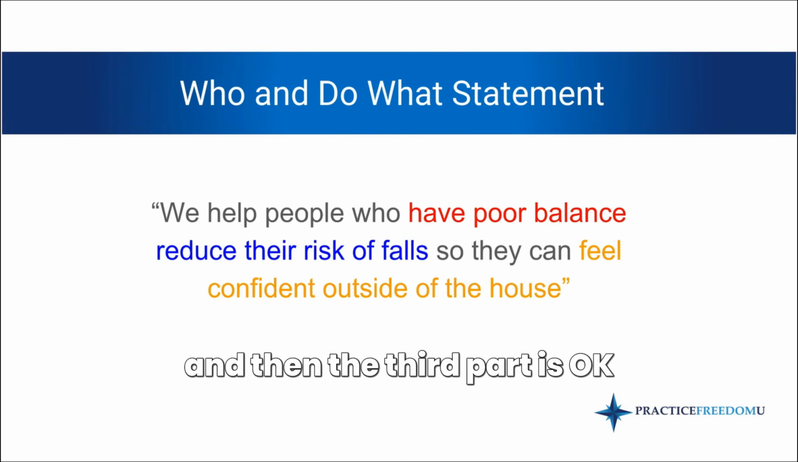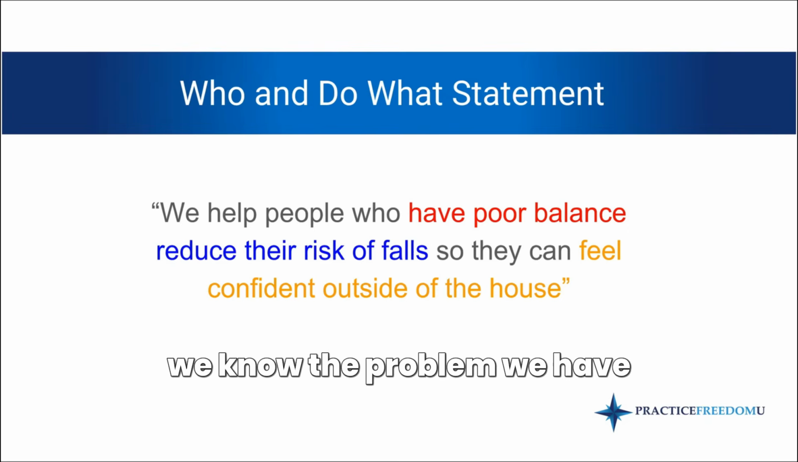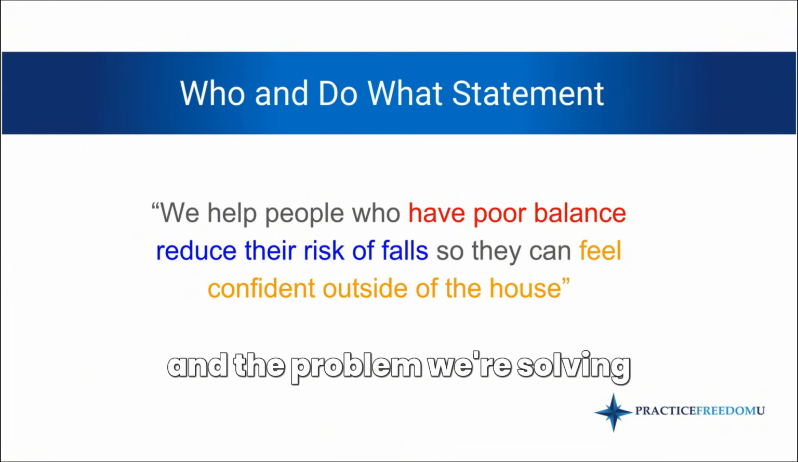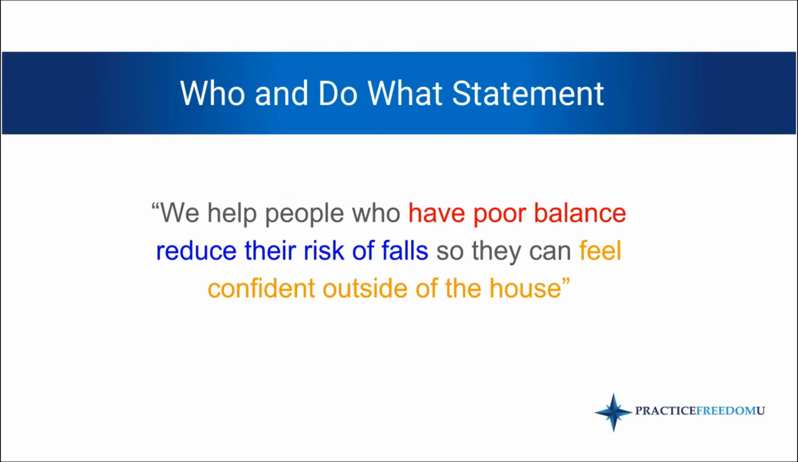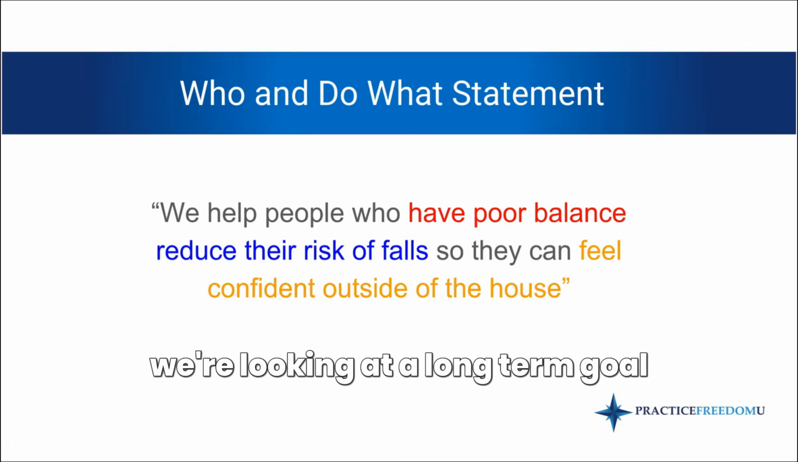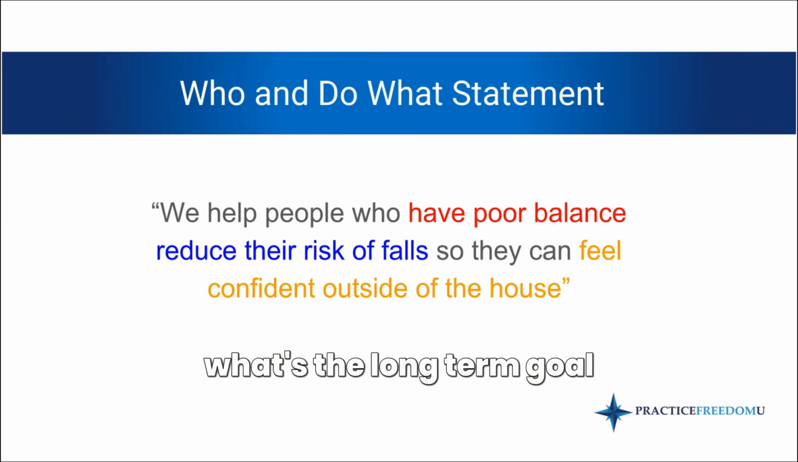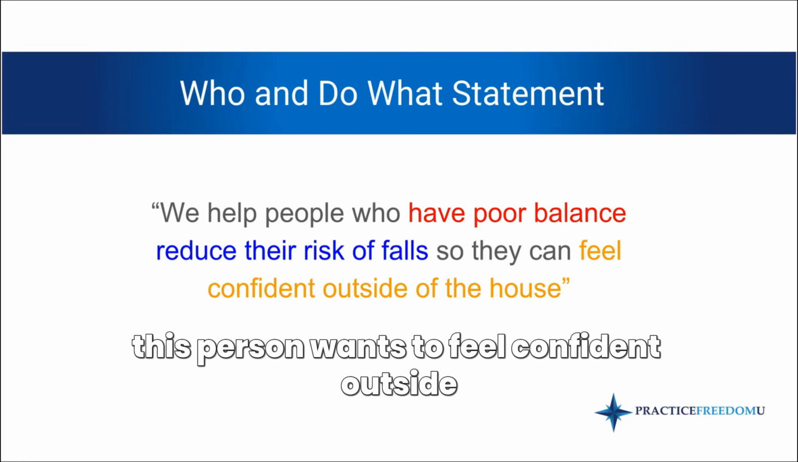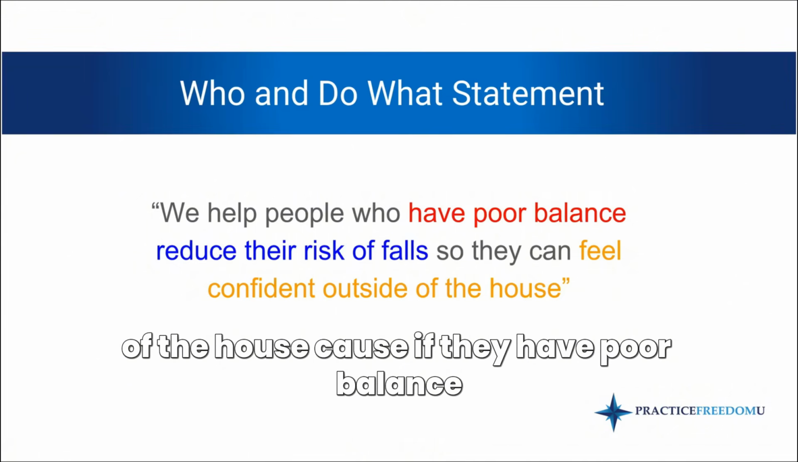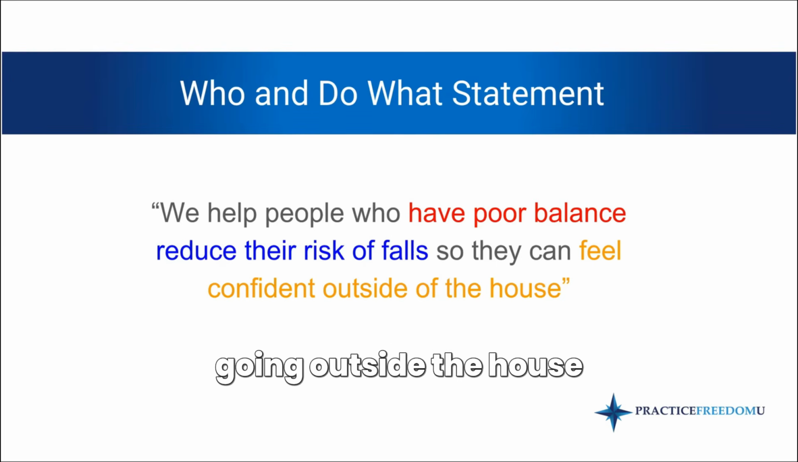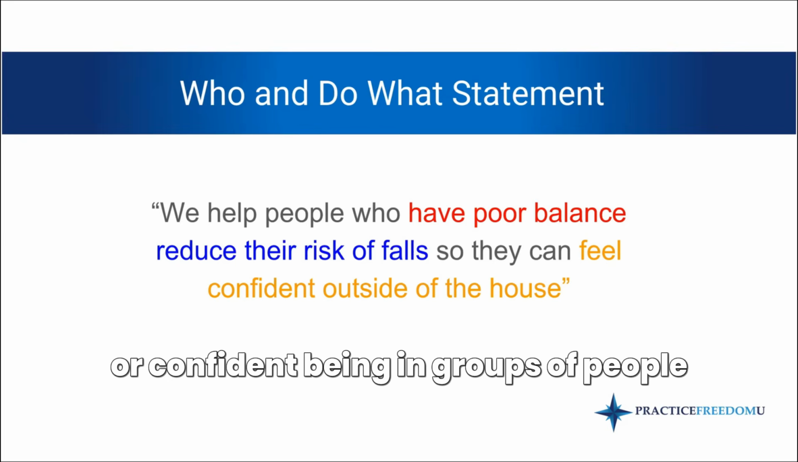And then the third part is, okay, we know the audience we have and the problem we're solving. What happens when you solve that? In our world, if you're looking at a SOAP note, we're looking at a long-term goal. What's the long-term goal? Meaning, what does this person want to get back to? Well, in this case, this person wants to feel confident outside of the house, because if they have poor balance and they have a high risk of falls, or they have fallen, there is no way they're going to feel confident going outside the house or confident being in groups of people.